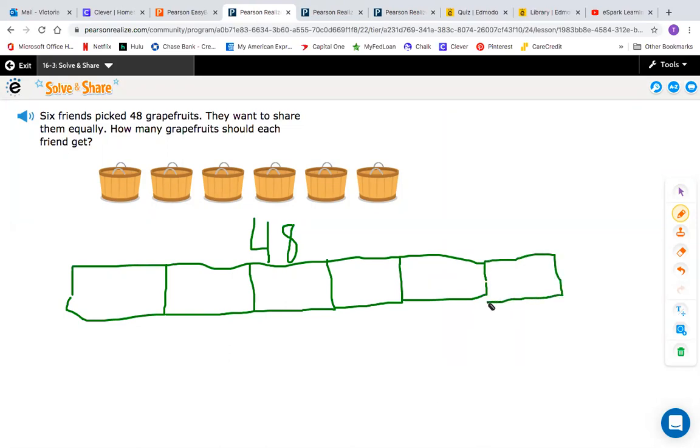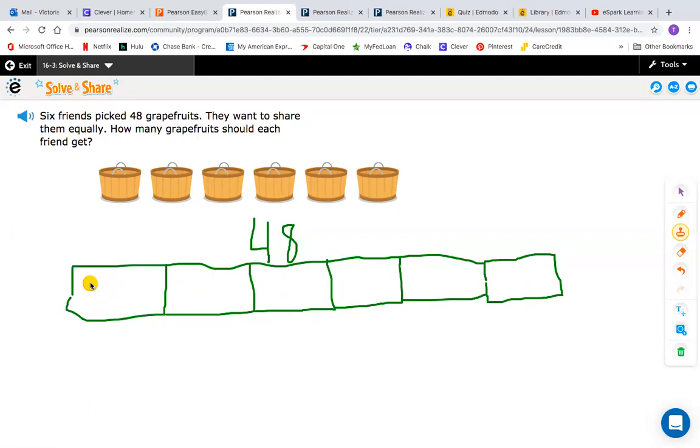They also have the baskets up here, 1, 2, 3, 4, 5, 6, but I didn't think I'd be able to get any dots fit in there. So now that I have my friends, I'm gonna start dividing it out. 48 is my total number, and each friend needs to get the same equal amount. So I'm gonna start here and I'm gonna count until I get to 48, but I need to make sure I give 1 to each friend and then go back to the beginning.